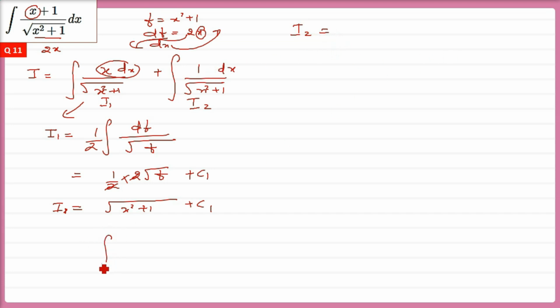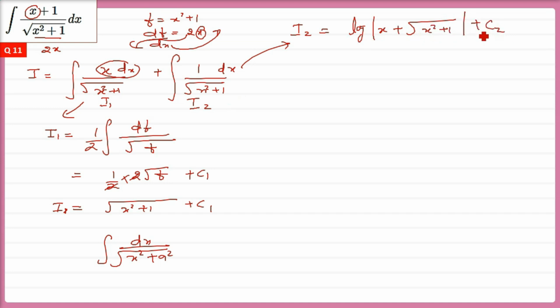Now coming to I2, I2 has a direct result. What is the direct result? dx by under root x square plus a square. We have a direct result, log modulus of x plus under root x square plus a square. Same thing we are going to do here. I'm going to write the direct answer, log x plus under root x square plus 1, modulus cancelled, plus constant of integration. This is C2.